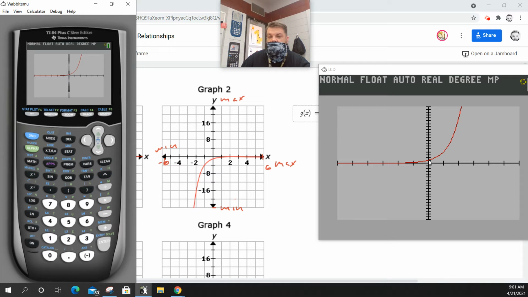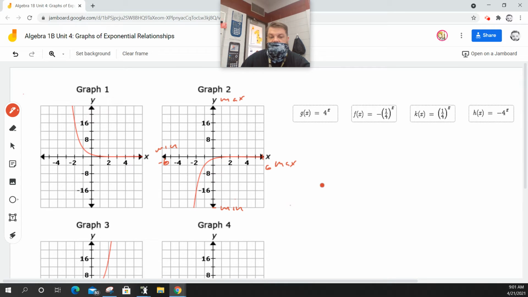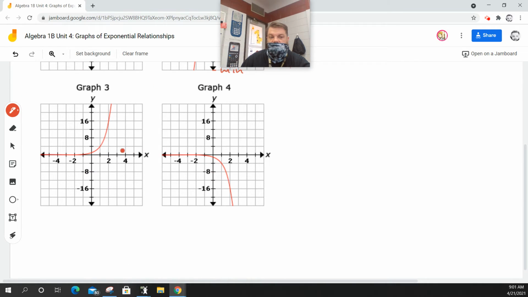Notice that it crosses through at 1. So which one of these crosses through at 1? Looks like graph 3, right? So I think graph 3 is my g of x, okay? Does that make sense? In other words, this is g of x, which is equal to 4 raised to the x. Let's do the next one.